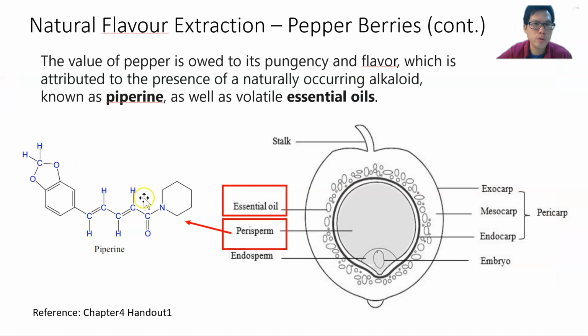If you're looking at the structure, it's very different. It comes from the berries. Before you go for extraction or use it as peppercorn, you will remove this layer, the pericarp layer. So this pericarp layer will be removed.